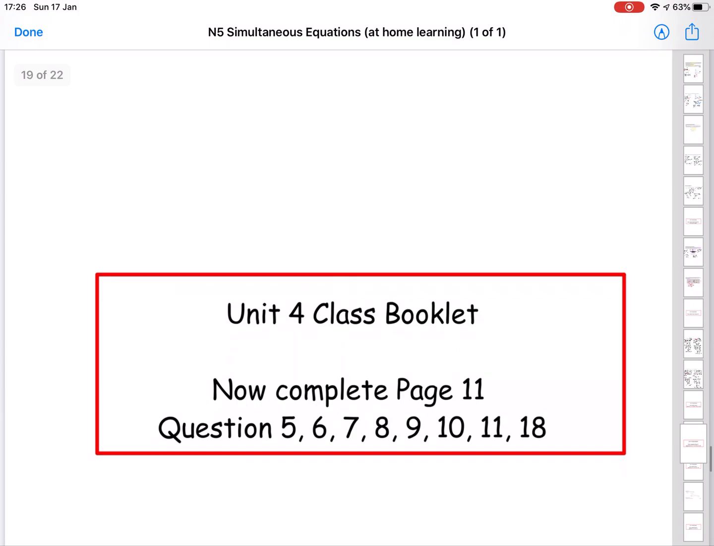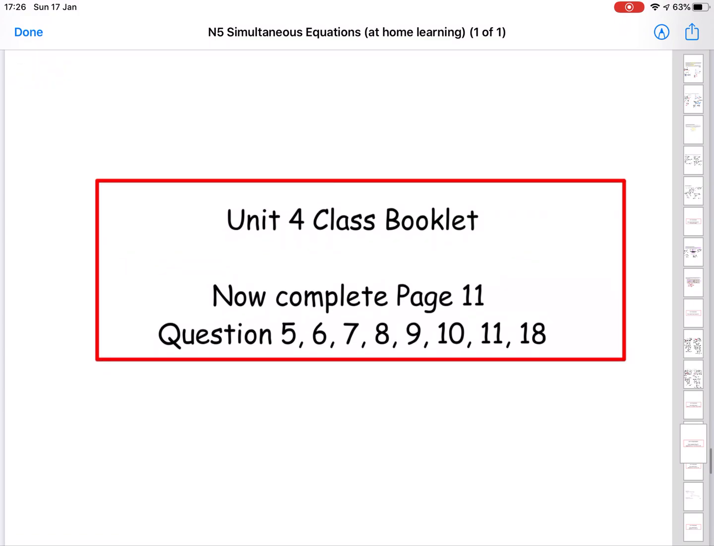The questions for this lesson are as follows in the class booklet for Unit 4. It is starting on page 11, questions 5, 6, 7, 8, 9, 10, 11. So 5 up to 11, and then also 18 that I would like you to do for this lesson.